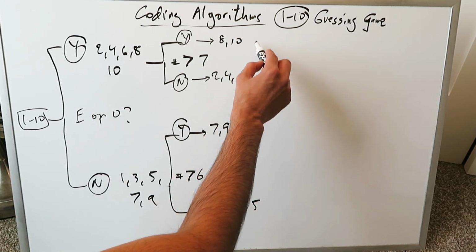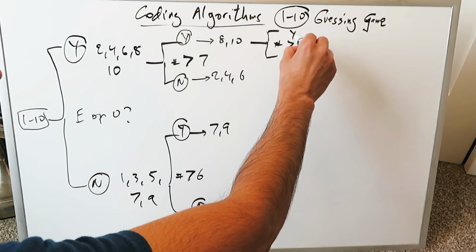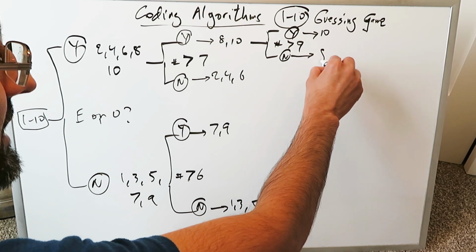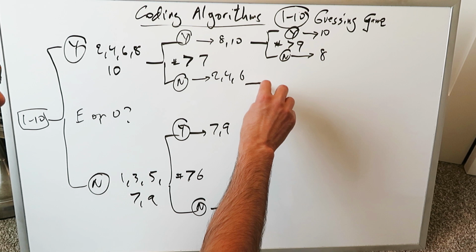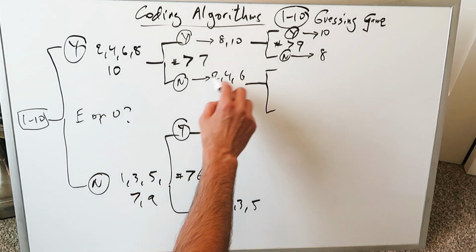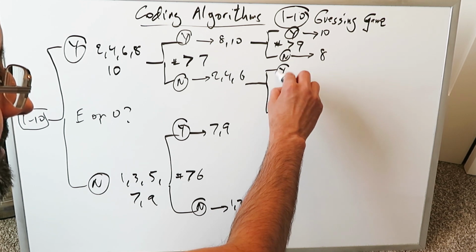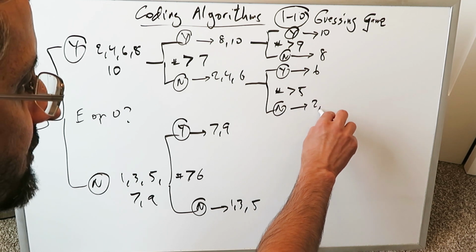When we're coming over here, the next thing the computer can ask is: is the number larger than 9? If the answer is yes, we know it's a 10. If the answer is no, we know it's an 8. So that part has come to an end. But when you're looking over here, it's not as easy because there's some decisions that have to be made. We have 2, 4 and 6. Is the number larger than, let's say, 5? If the answer is yes, well, we're looking at a 6. But if the answer is no, it still can be 2 and a 4.